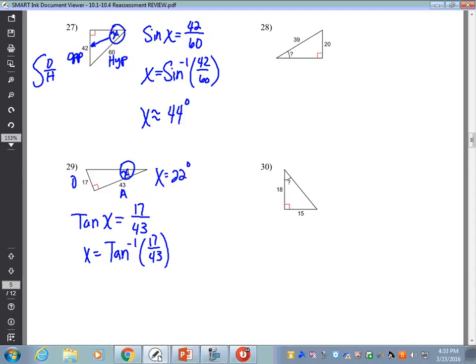Alright, that's that section. You're going to have about 2 problems asking you to find the missing angle. It has a question mark. Same format.